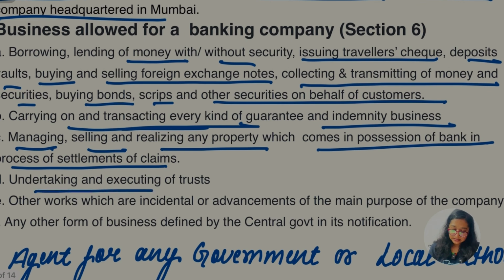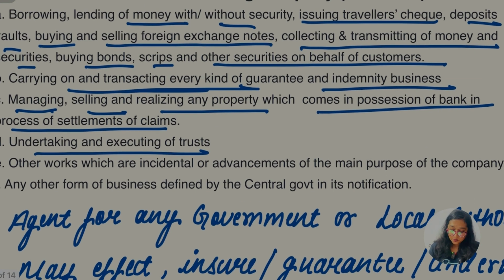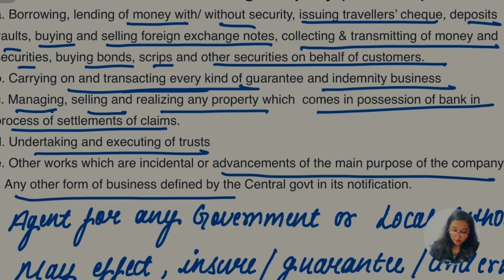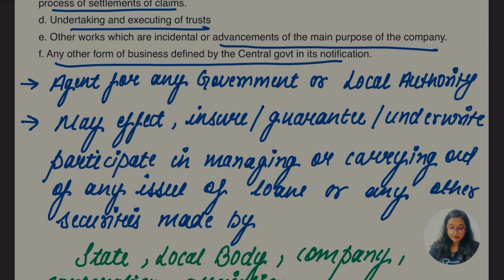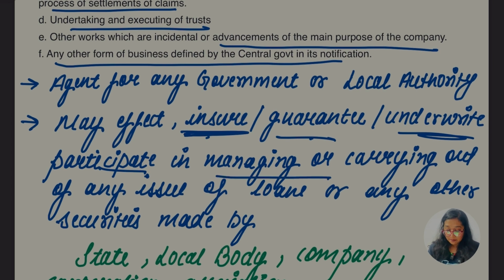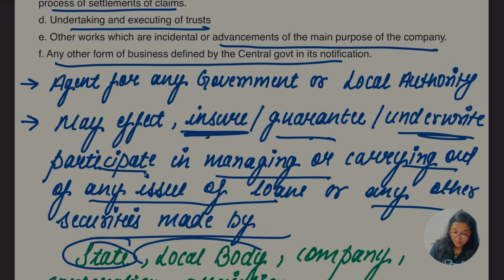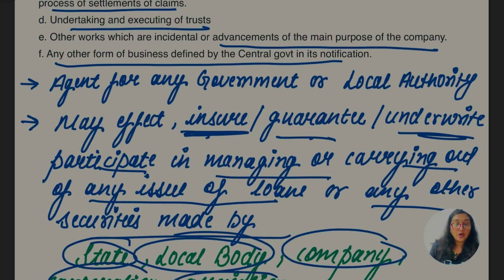Okay, so next, undertaking and executing of trusts, other work which is incidental or advancement of the main purpose of the company, or any other form of business defined by the central government in its notification. Some have written agent: they are going to act as agent for the government or local authorities, or it may effect, insure, guarantee, underwrite, participate in managing or carrying out of any issue of loan or any other securities made by the state, local body, company, corporation or association. We already covered the guarantee point earlier, right?